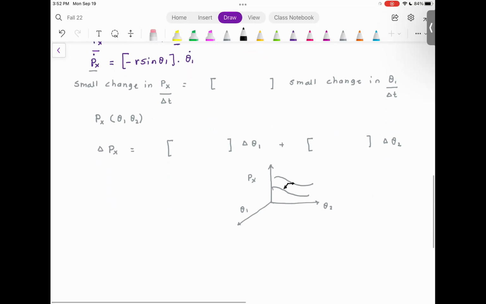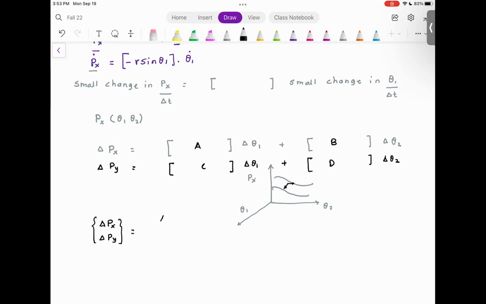Now let me make this a little bit more complicated. Imagine if I have the same thing with py. If I have the same thing with py, then I can say something like this. So this is going to become theta 2. So now, if I were to take this A, B, C, and D, and then I formulate this like this, delta Px, delta Py is equal to A, B, C, and D. This A, B, C, D is nothing but the Jacobian.